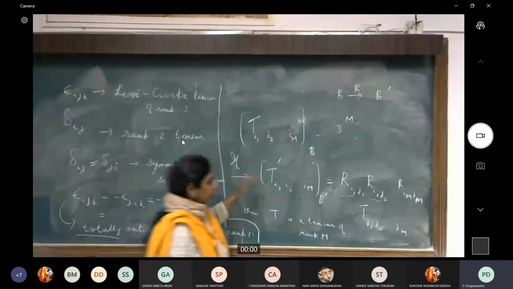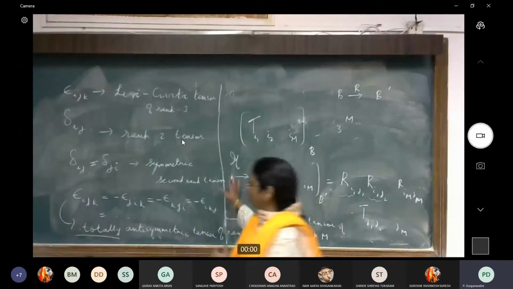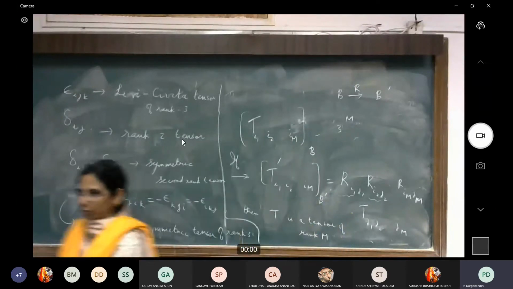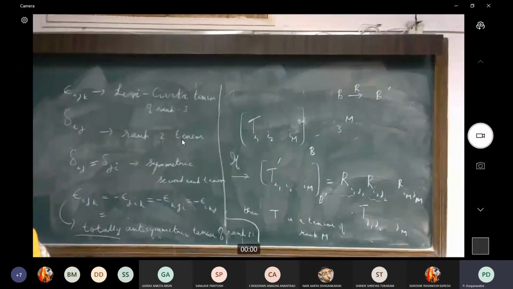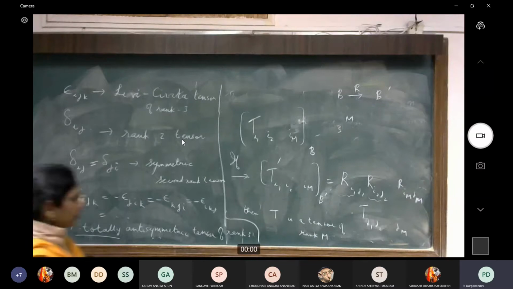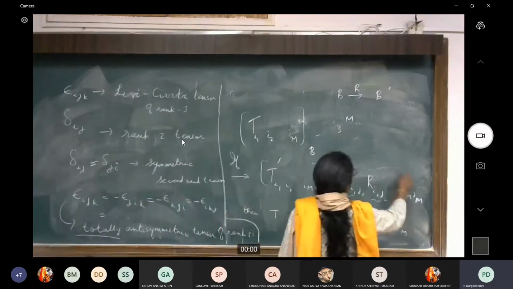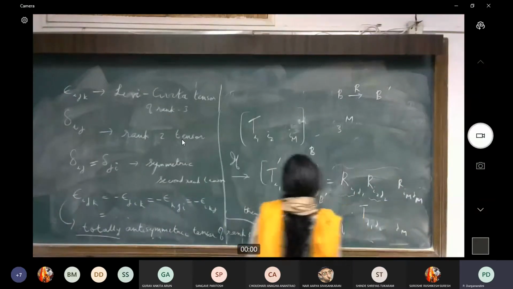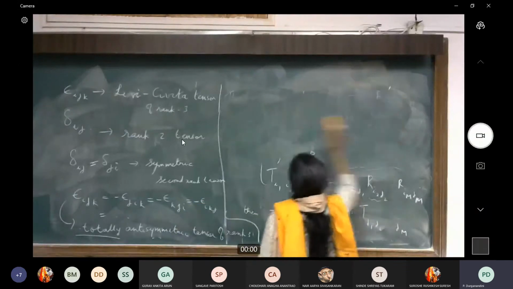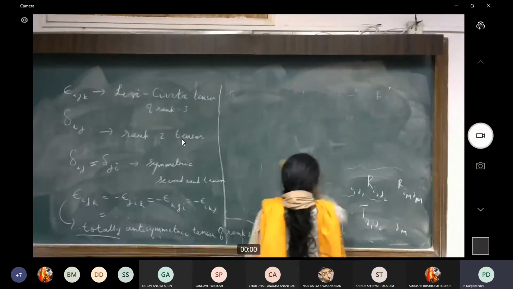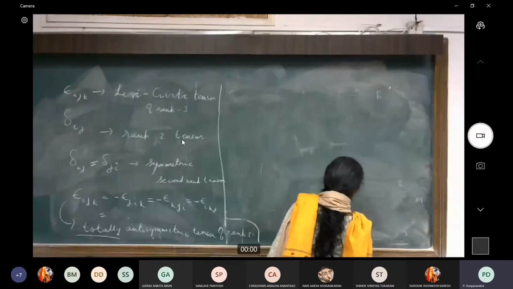Then in that case, if I have some object like this, I will call that object a tensor of rank m. Now within that definition, I have demonstrated for you that epsilon transforms like a tensor of rank 3. So you cannot put any arbitrary matrix here, because that makes no sense at all. So please keep this in mind, that this is what we are actually doing. That's why I've repeated the definition of a tensor again.